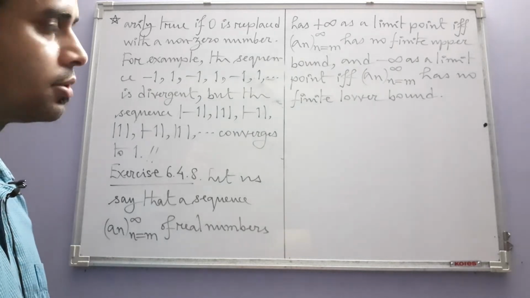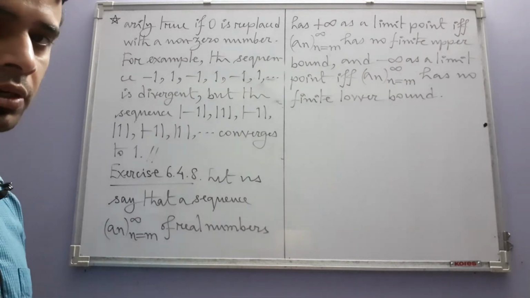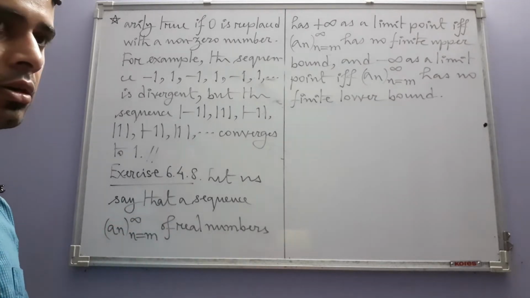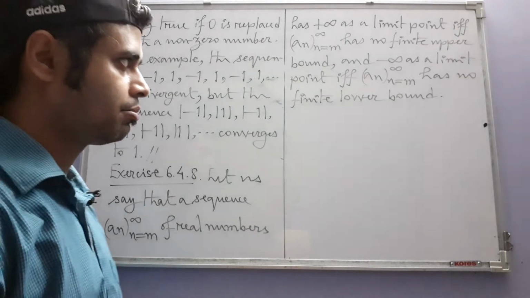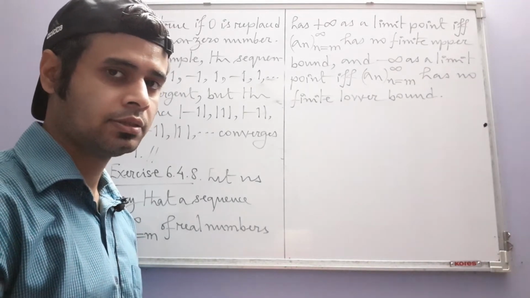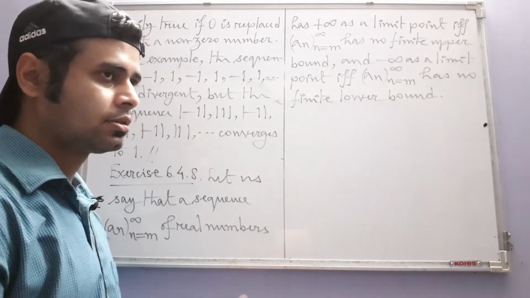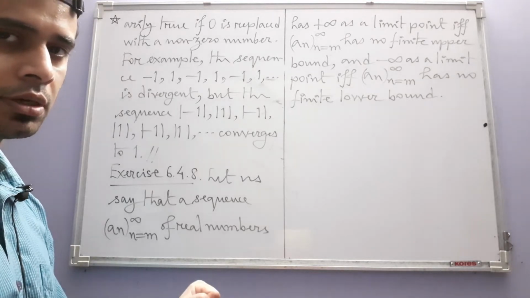So here what we are saying, that if the original sequence does not have a real number as an upper bound, then we say that plus infinity is a limit point of the sequence. Just like that, if the original sequence does not have any real number as a lower bound, then we say that minus infinity is its limit point. Okay, so this is something extra to our definition of limit points.